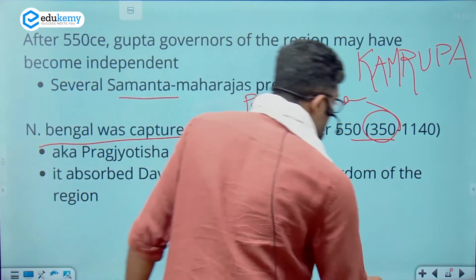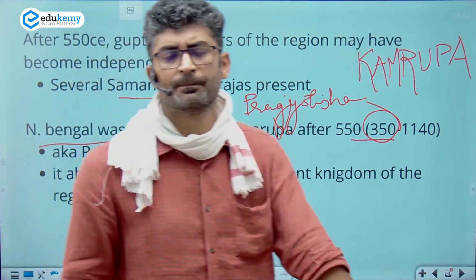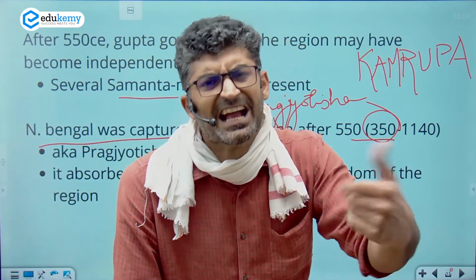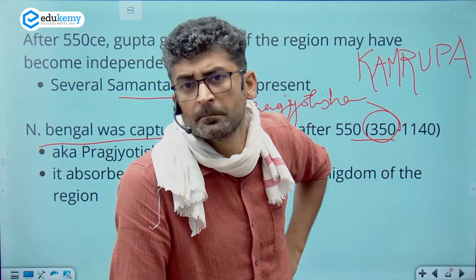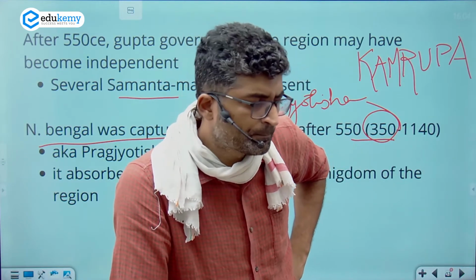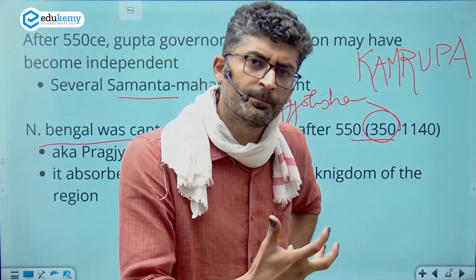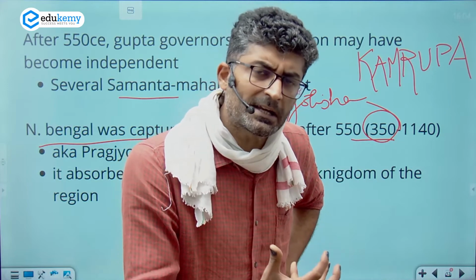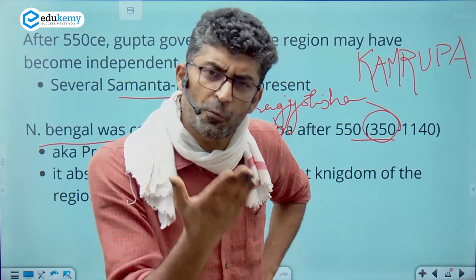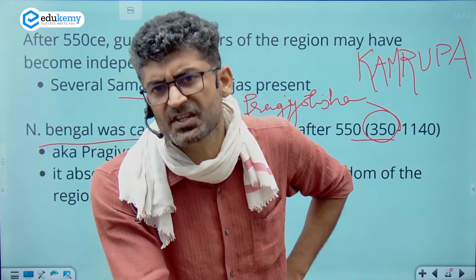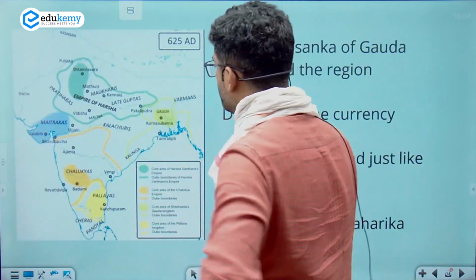One is Davak and the other is Kamarup. And Kamarup gradually captures Davak. That's all we know. What sketchy information, right? So after that, Kamarup becomes stronger. And Kamarup is a kingdom on which several dynasties came.